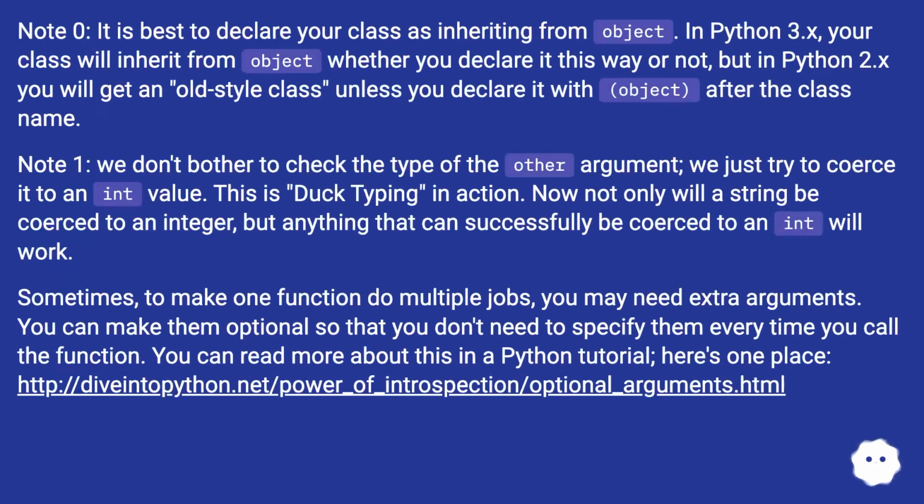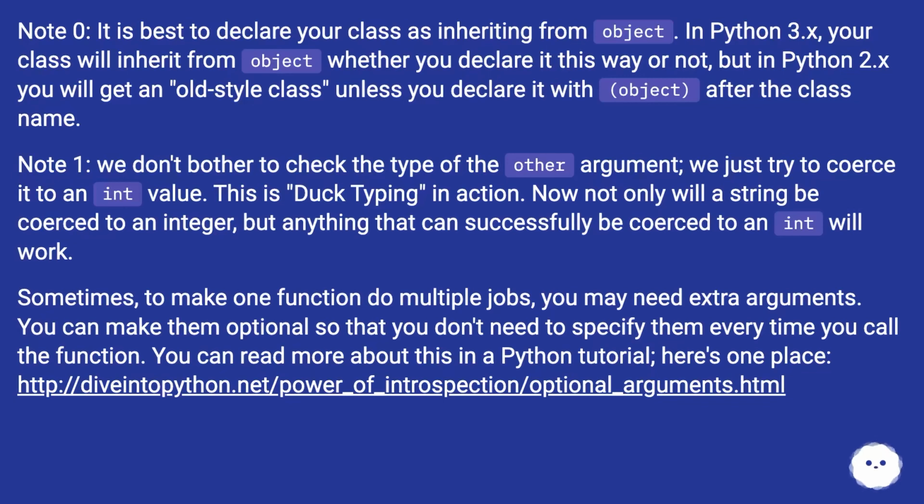Note 0, it is best to declare your class as inheriting from object. In Python 3.x, your class will inherit from object whether you declare it this way or not, but in Python 2.x you will get an old-style class unless you declare it with object after the class name. Note 1, we don't bother to check the type of the other argument, we just try to coerce it to an int value. This is duck typing in action.